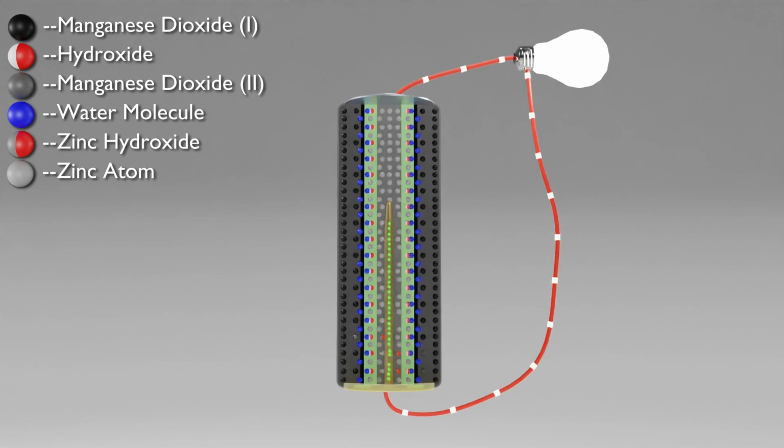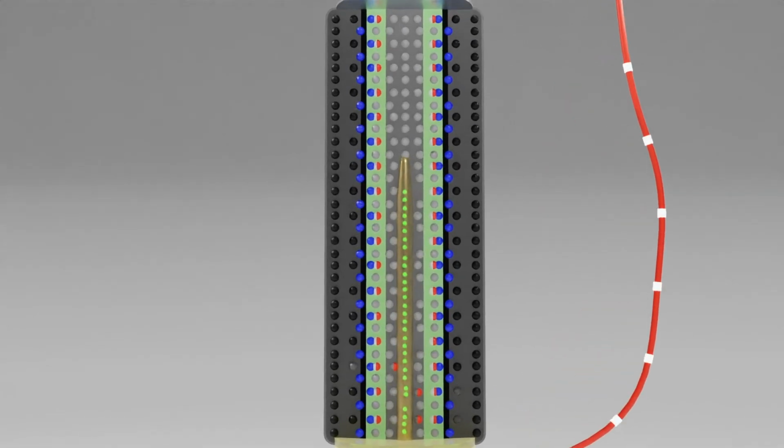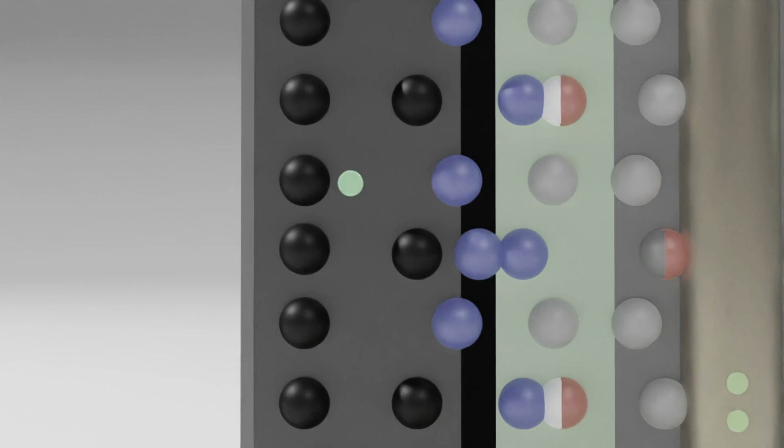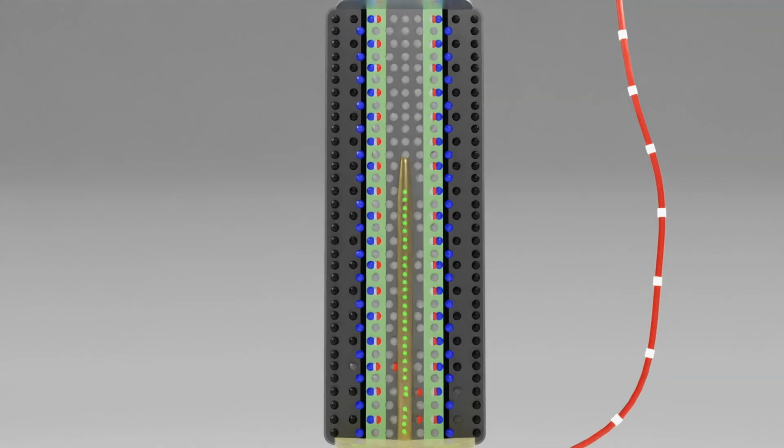Now here's one question: where do the electrons that travel to the positive terminal go if they cannot go to the negative terminal because of the insulator? The answer is simple. Do you remember when we said that we need a free electron in the reduction reaction for the reaction to happen? The electrons sent to the positive end are used as free electrons in the reduction reaction.